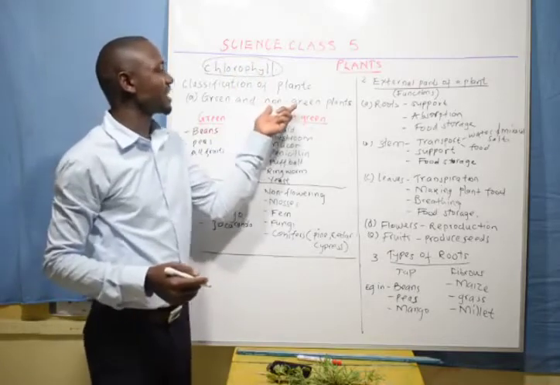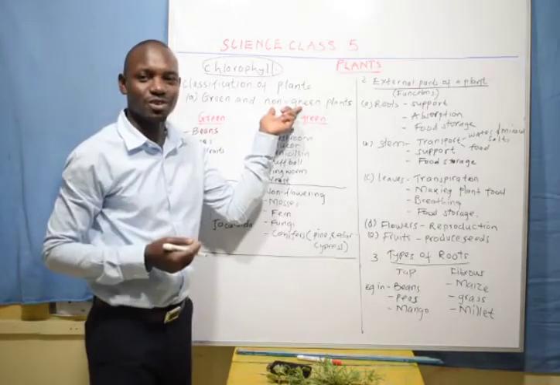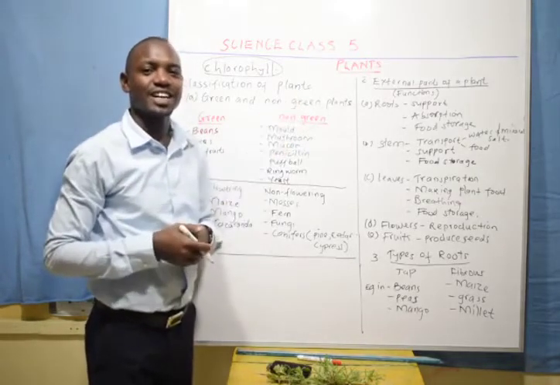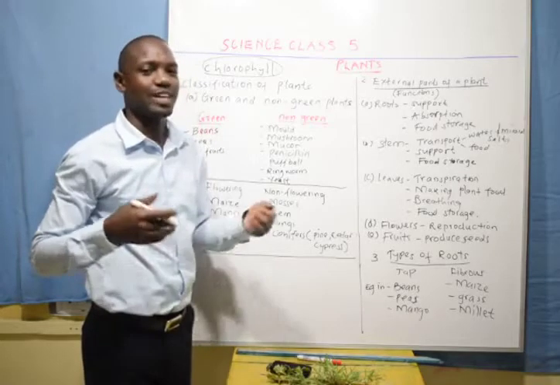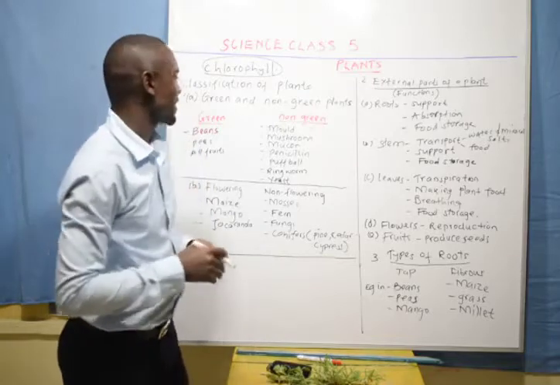Non-green plants don't have the green coloring matter, that is, they don't have the chlorophyll. The non-green plants have their branches, roots and leaves with different colors like white. They can be brown or they can also be gray.